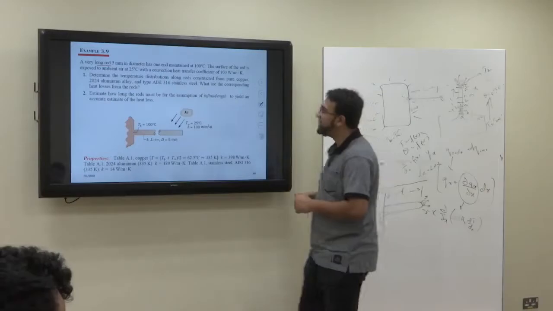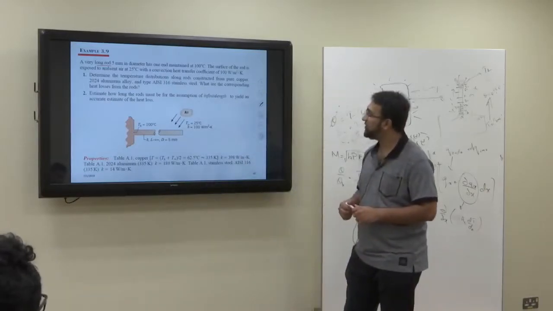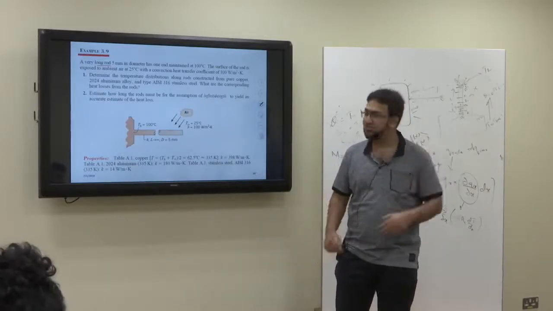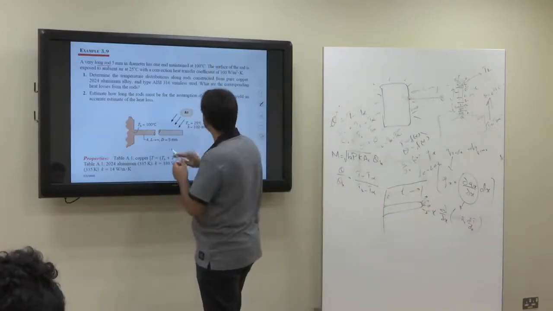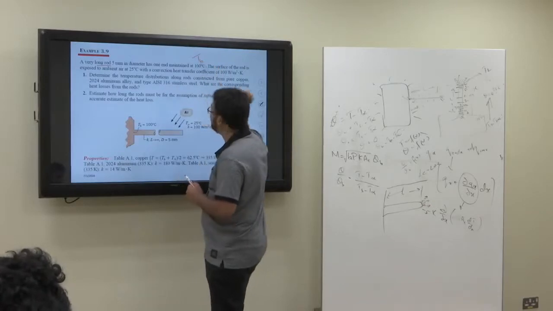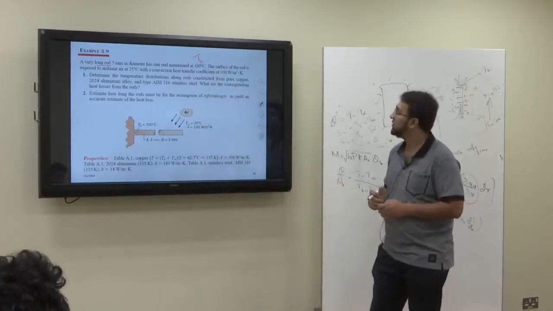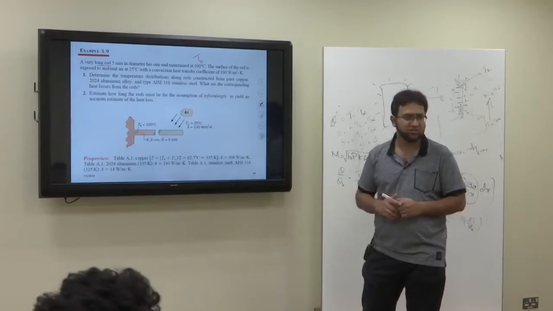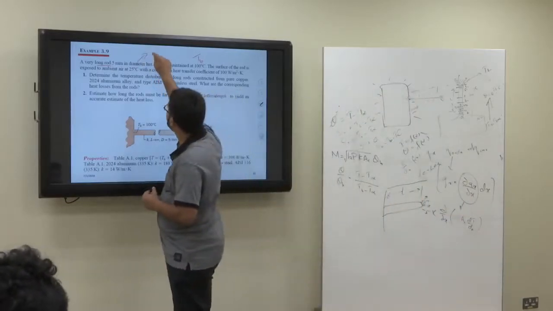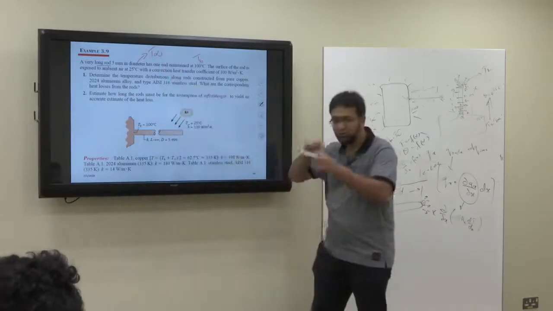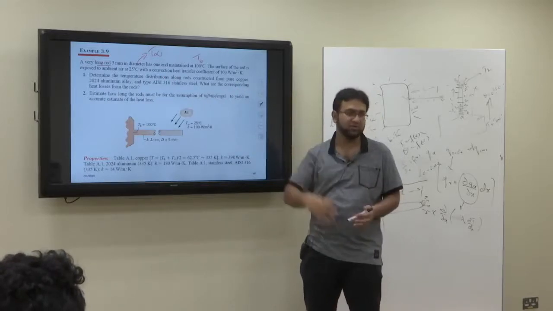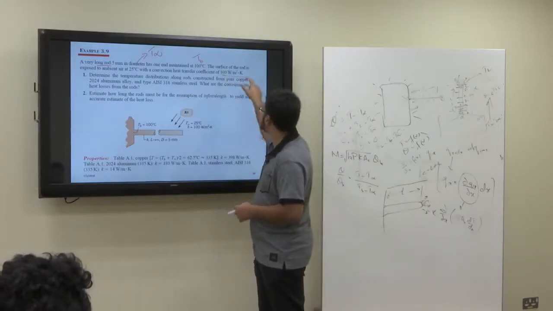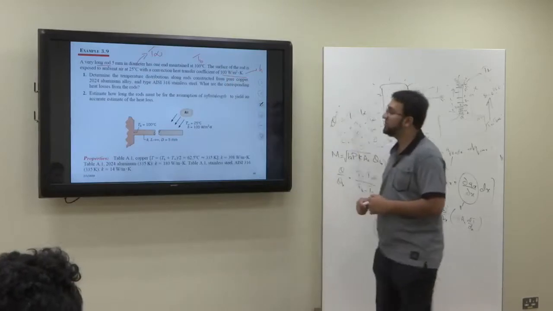A very long rod, 5 millimeter in diameter, has one end maintained at 100 degrees centigrade. Obviously, this is a very long rod, and one end will be attached to the base. So the base temperature is given, this is TB. The surface of the rod is exposed to ambient air at 25 degrees centigrade. So that's T infinity, 25 degrees centigrade. So this is a very long rod at the base 100 degrees centigrade, and in the air, which is at 25 degrees centigrade, with a convection heat transfer coefficient of 100 watt per meter square Kelvin. So h is given. Is it clear?